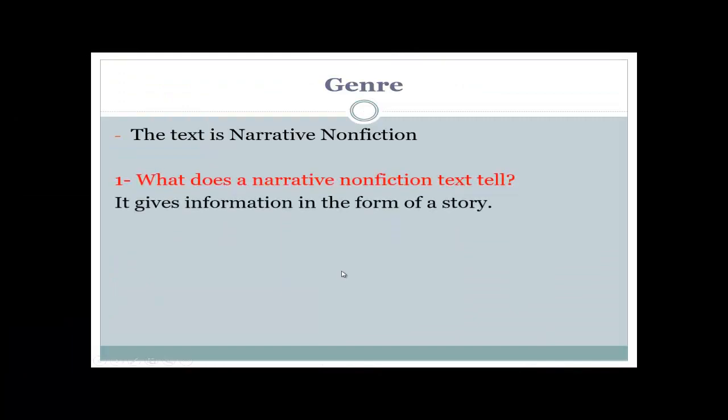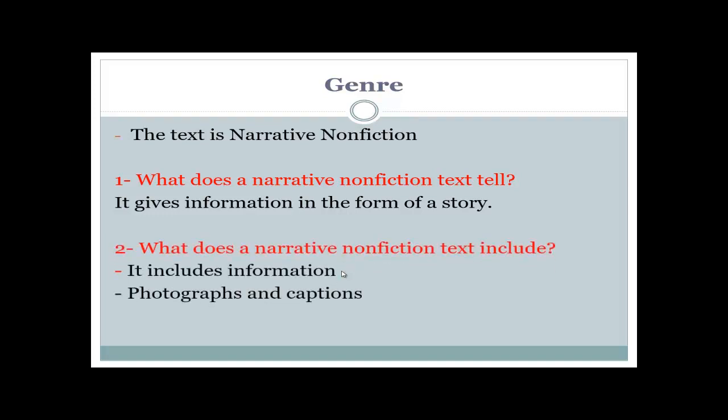What is the meaning of narrative non-fiction? A narrative non-fiction text gives information in the form of a story. It gives information because it's non-fiction. The information is told in the form of a story because it is narrative. So again, what does a narrative non-fiction text tell? It gives information in the form of a story. What does a narrative non-fiction text include? As we saw earlier in the student's book, it includes information, photographs, and captions that tell more about the photographs.